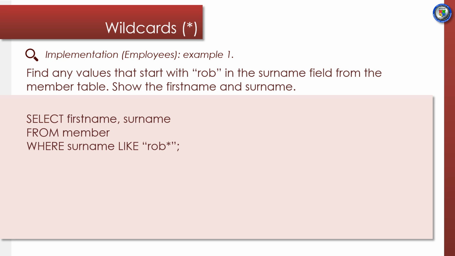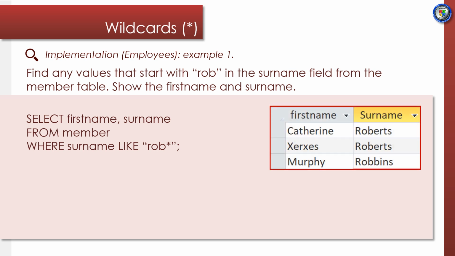We will now look at some examples. Our first example suggests that we will find any values that start with Rob in the surname field from the member table. We'll show the first name and surname. We can see in our query, select first name and surname from the member table where surname like Rob asterisk. Now this will return the following results.